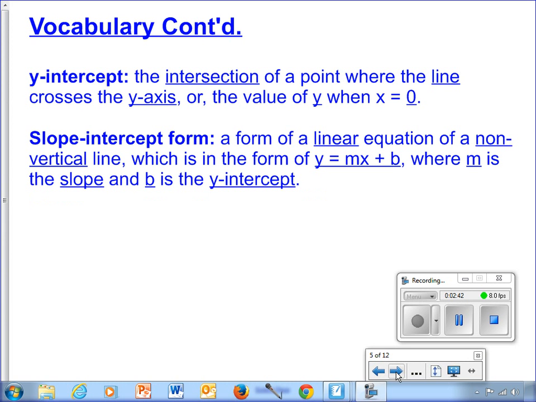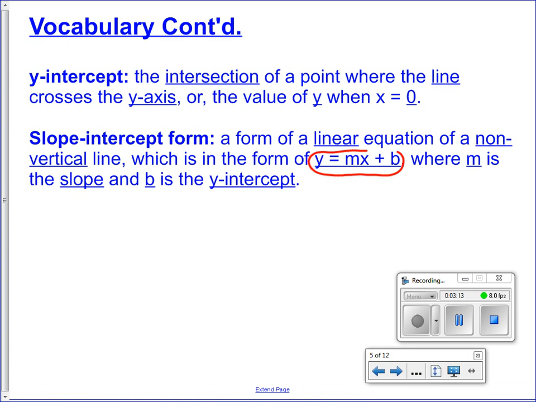The y-intercept is the point where the line crosses the y-axis, or another way to look at it is it's the value of y when x is equal to 0. Slope-intercept form is a form of a linear equation of a non-vertical line which is in the form of y equals mx plus b. And this is a form that you should memorize, where m is the slope and b is the y-intercept.